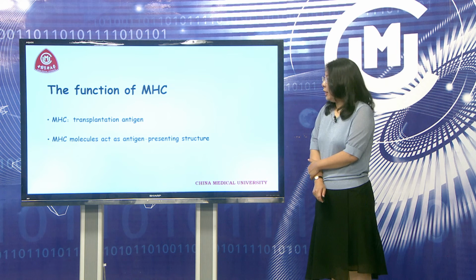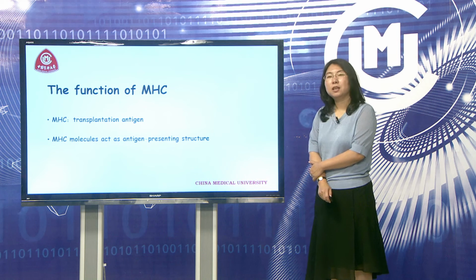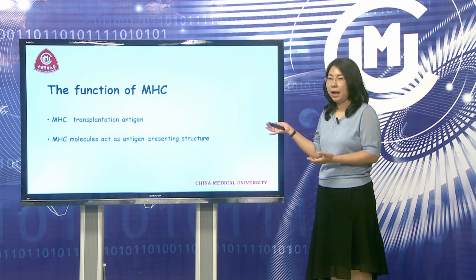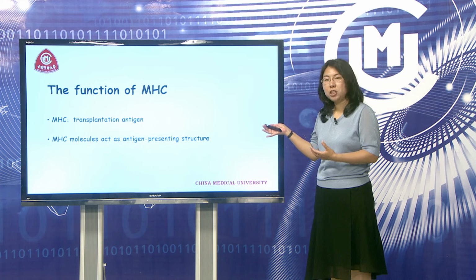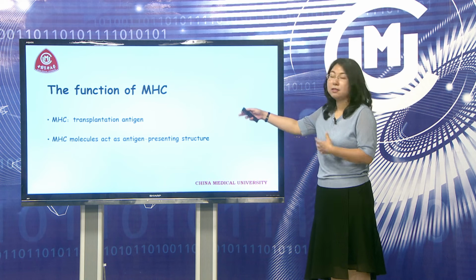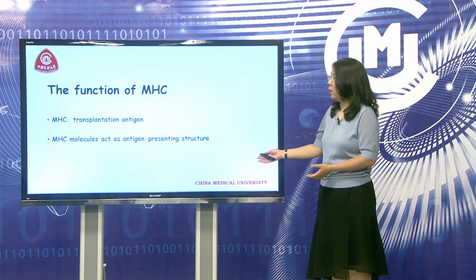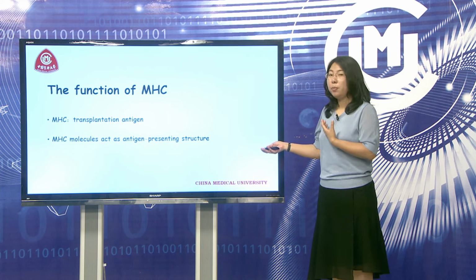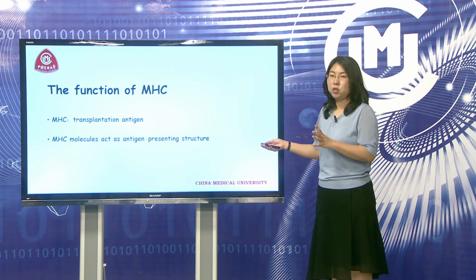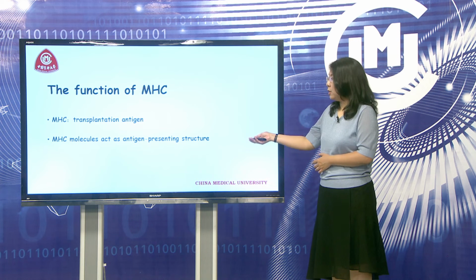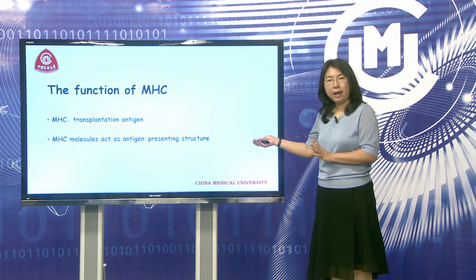So what is the function of MHC? We know the history of the discovery of MHC, right? At the beginning, scientists found MHC because of transplantation rejection. So they thought this antigen decided transplantation rejection. But later we know that not all people in our body need transplantation, right? Actually, the real function of MHC is to present antigen.